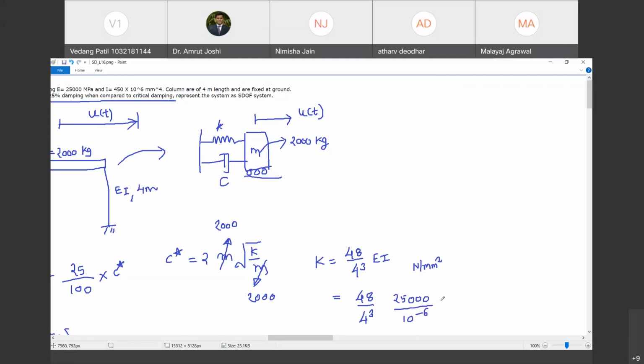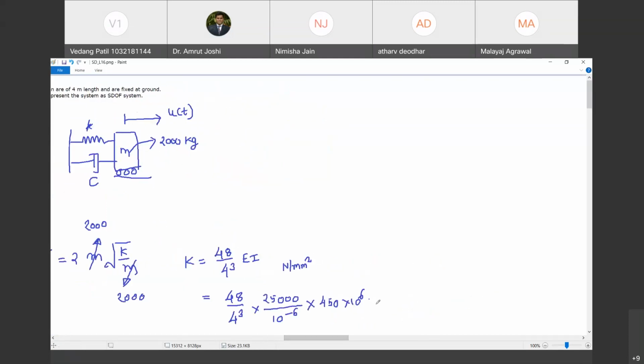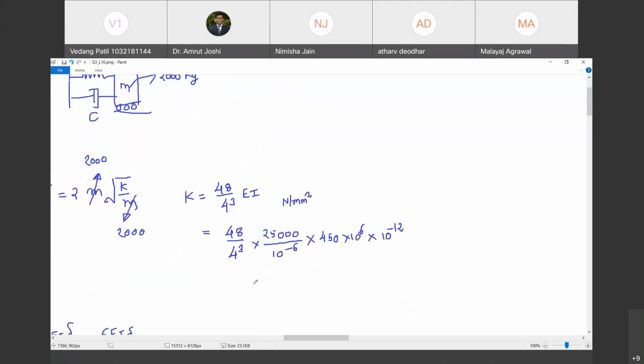Do you agree? Yes. Are you with me? Yes, sir. Multiplied by I कितना दिया है? 450 into 10 power 6. ये mm raised to 4 है. So this multiplied by 10 raised to minus 12. तो मीटर में आ जाएगा. मीटर raised to 4 में आएगा. Do you agree with me? Yes, sir. So this K is going to be in Newton per meter. Happy? Yes, sir. So compute whatever is the value.